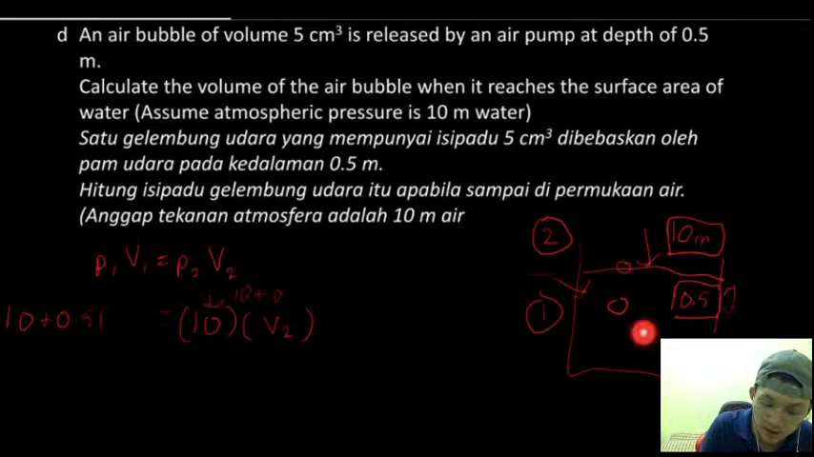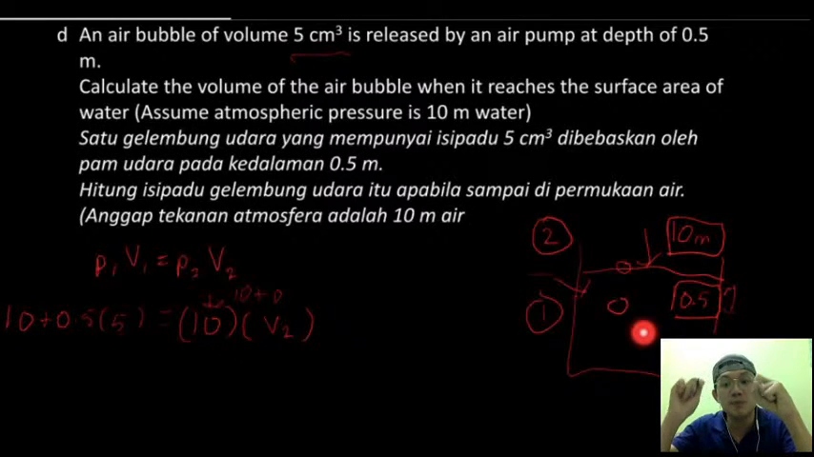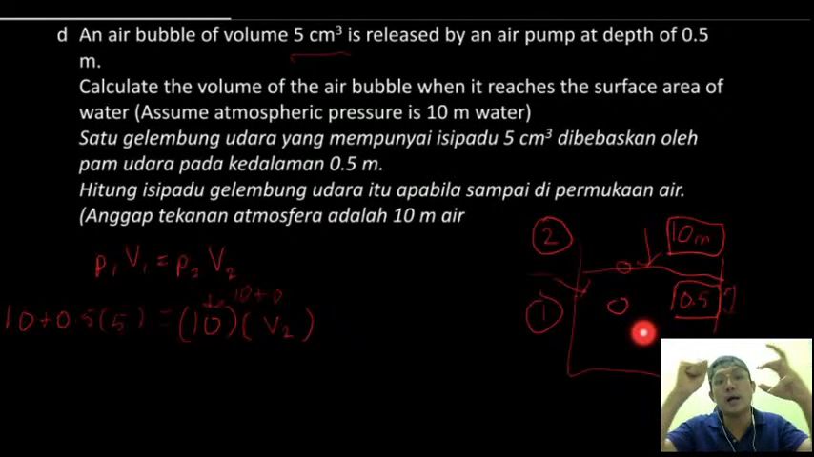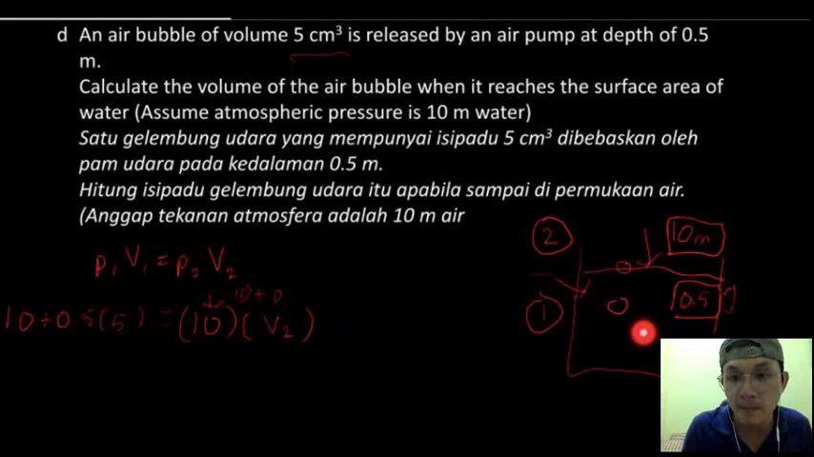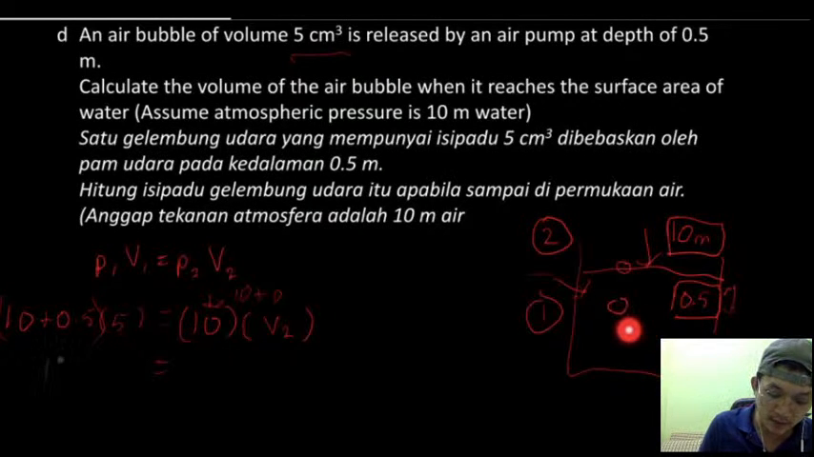V1 is over here. 5 cm cube. Yang ini tak payah tukar dia punya unit is because ini ialah soalan berbentuk nisbah. Dia berbentuk nisbah. And so how it goes is you have to just, don't forget the bracket guys. Don't forget the bracket. Bracket very penting here. Okay, you have 10.5 times 5 and then you have 10 divided times V2.